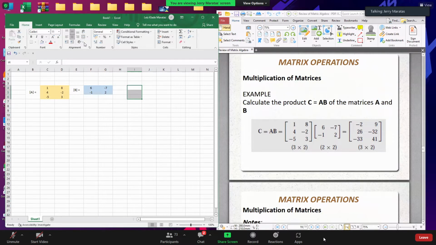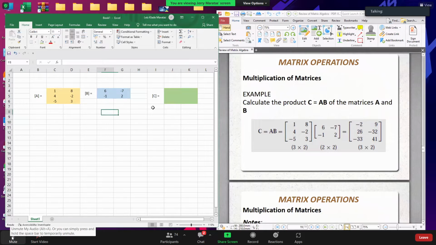Let's say kani, ako lang. Can you see my screen? Gamay kayo ang Excel?